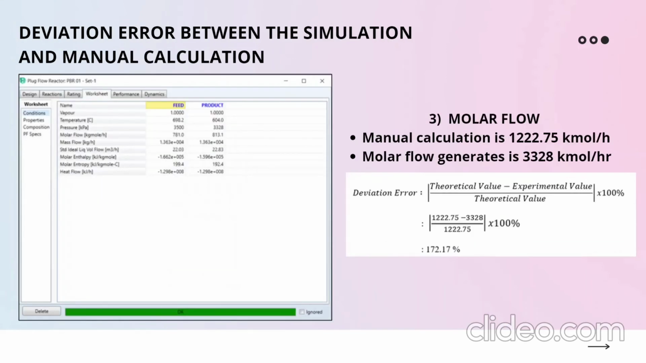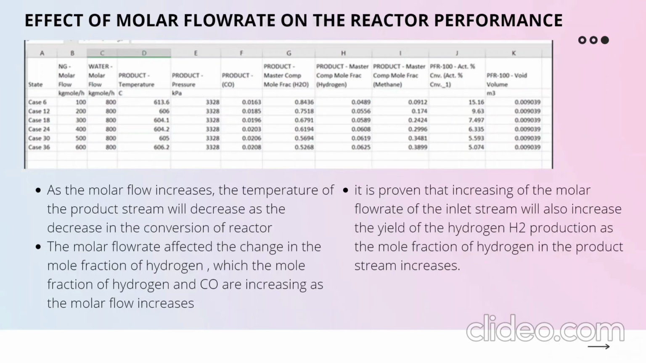Third is molar flow. The manual calculation of molar flow from CEB 2043 is 1222.75 kmol per hour, while in the simulation, we generated that the molar flow is 3328 kmol per hour, which results in a deviation error of 172.17%. Last but not least is the effect of molar flow rate on the reactor performance.